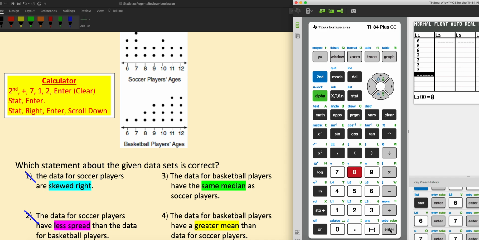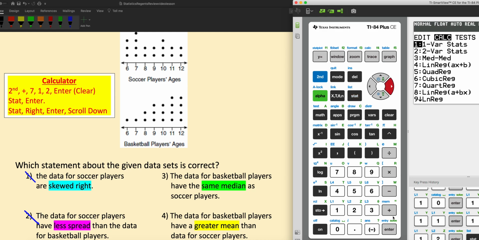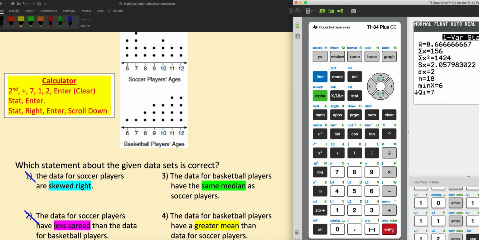2 8s, 2 9s, 3 10s, 2 11s, and 2 12s. And there you go. Remember, stat right enter and you scroll down. Stat right enter. You have to hit enter about 4 times and you scroll down.